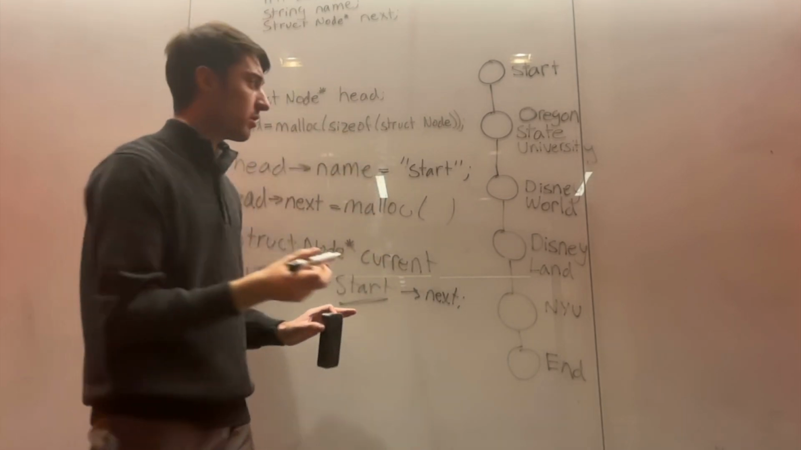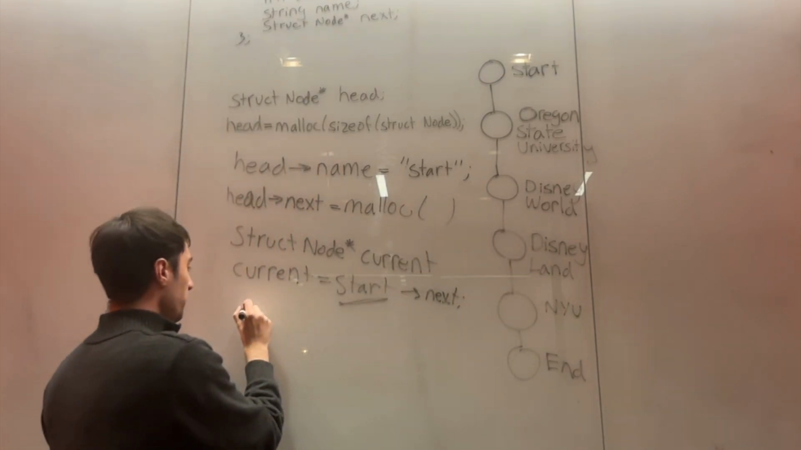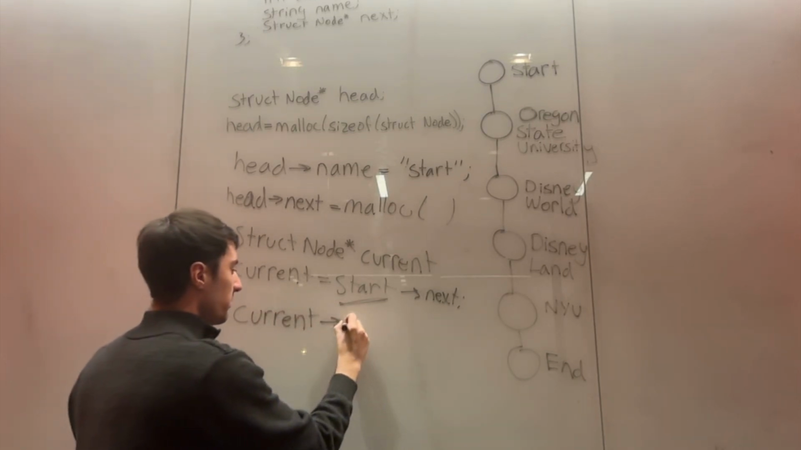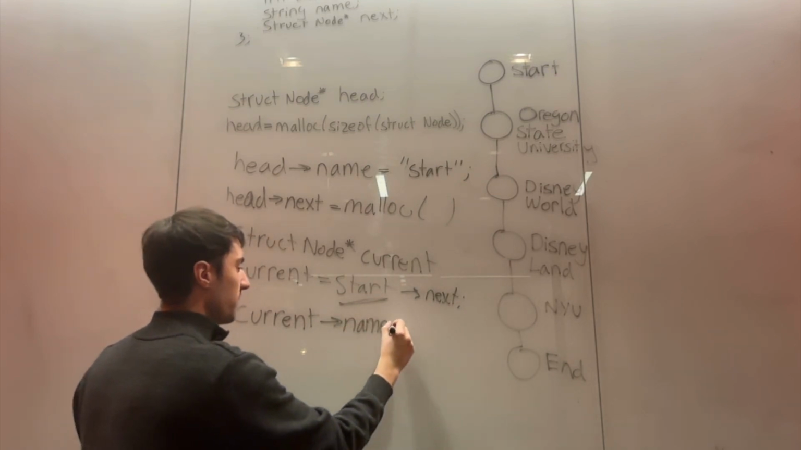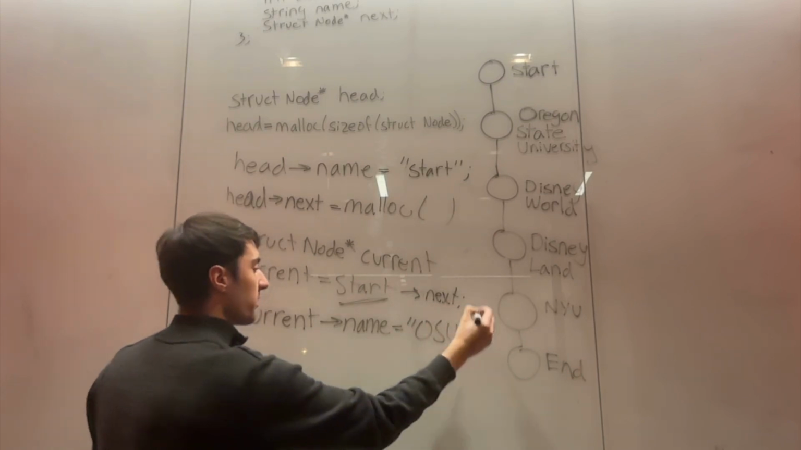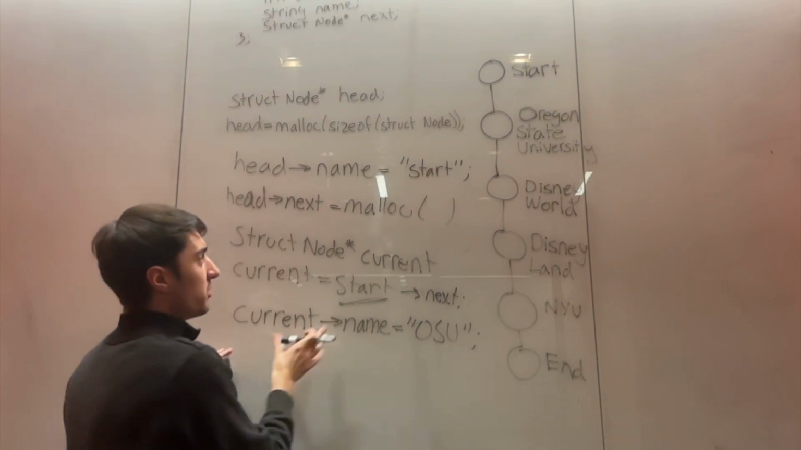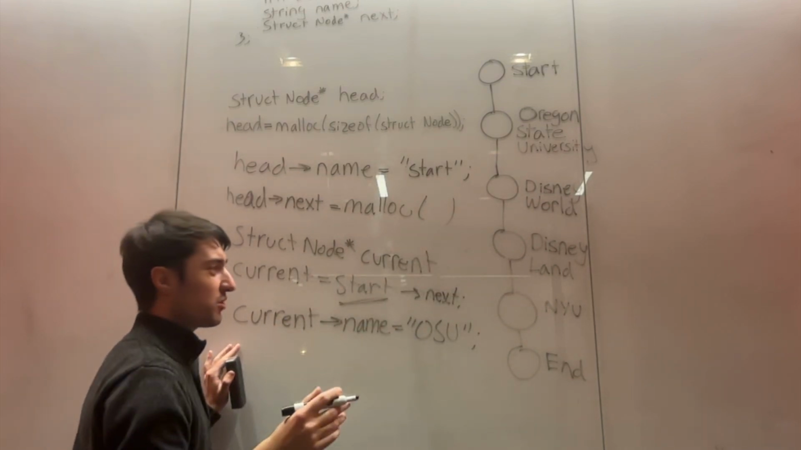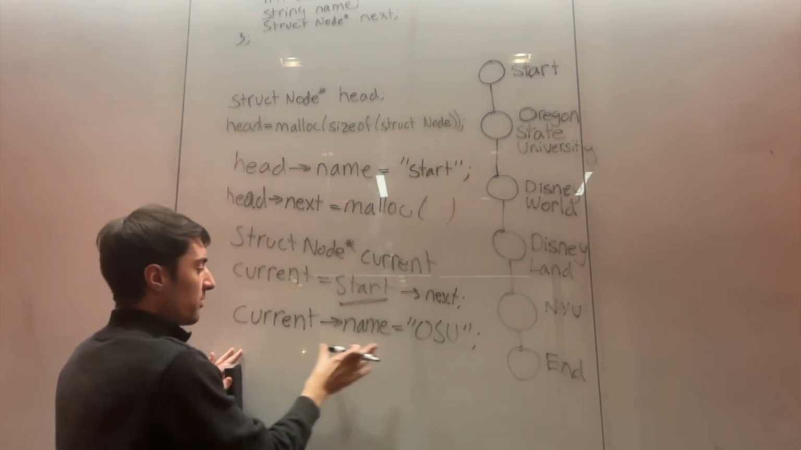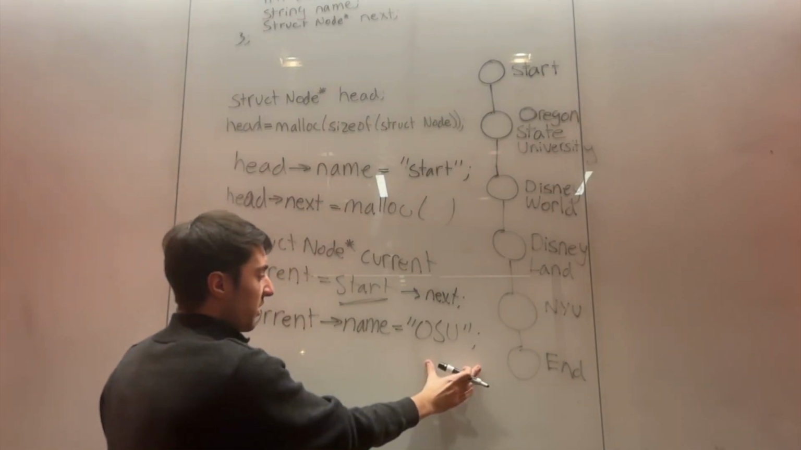So let's set up OSU, okay? What we can do is like this. We can do current name equals, and then I'm just going to put OSU like that. So we go to current, which is directing us to Oregon State University. We take that and we access the name variable and we assign it OSU.